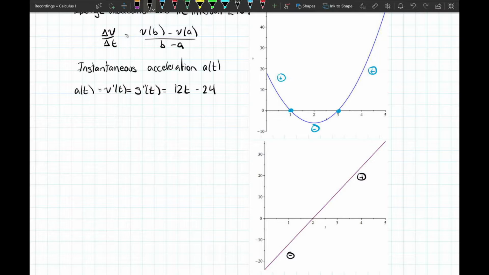It's important to remember that anytime velocity and acceleration have the same sign, positive or negative, then we are speeding up. And whenever we have velocity and acceleration with opposite signs, then we are slowing down.